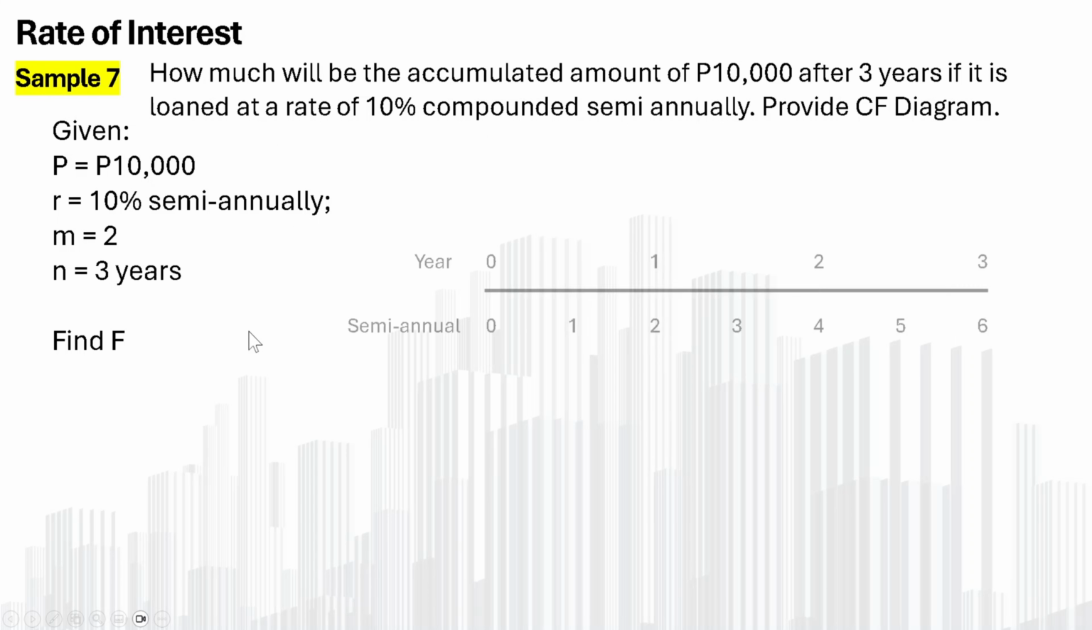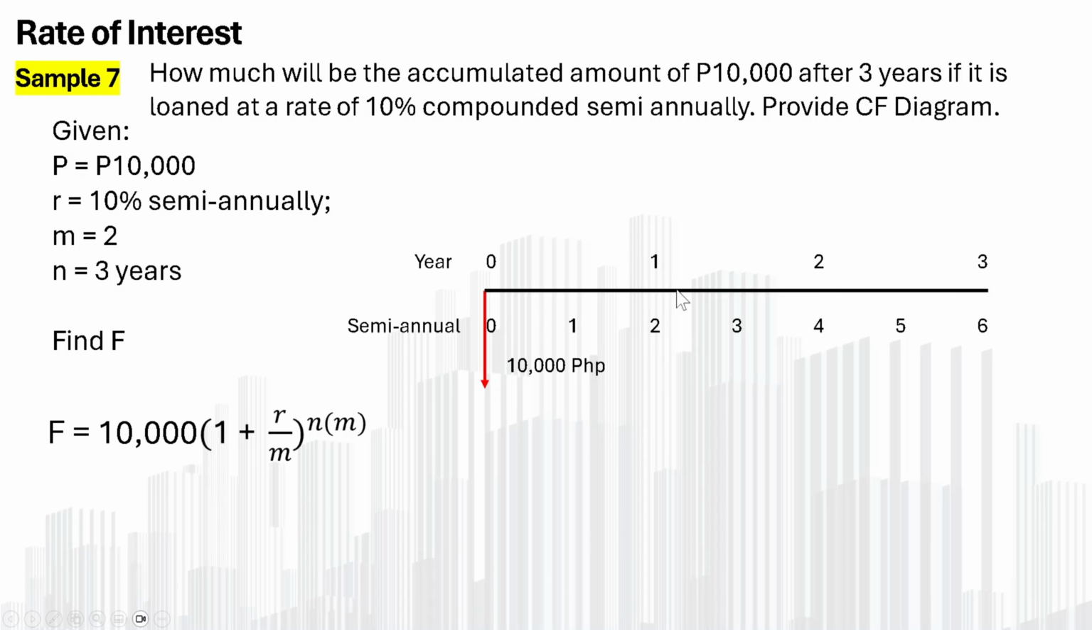So using this is our cash flow diagram natin. So we have here years 1, 2, and 3, and it's compounded semi-annually. So how many times? Twice. It's being compounded twice. So our formula here is simply this. F is equal to 10,000 times (1 plus r over m) raised to n times m.